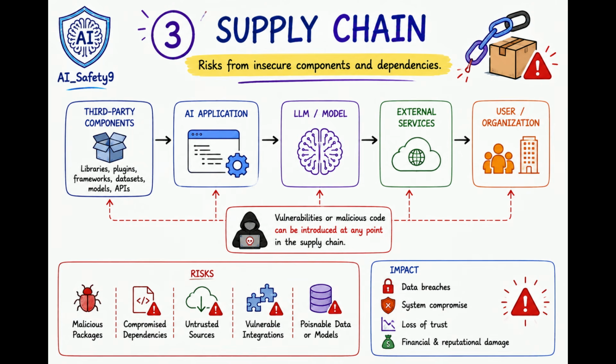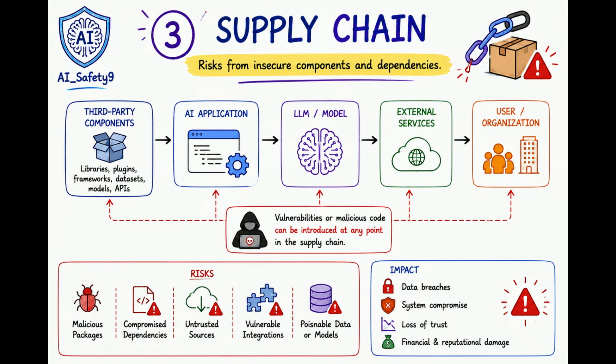For example, imagine your AI application uses an open-source package that contains malicious code or downloads a poisoned machine learning model from an untrusted source. Perhaps it relies on a vulnerable plugin or an external API that has already been compromised. Even though your application code may be secure, an attacker can still exploit these trusted dependencies to gain access, manipulate AI responses, steal sensitive information, or inject malicious behavior into your system.